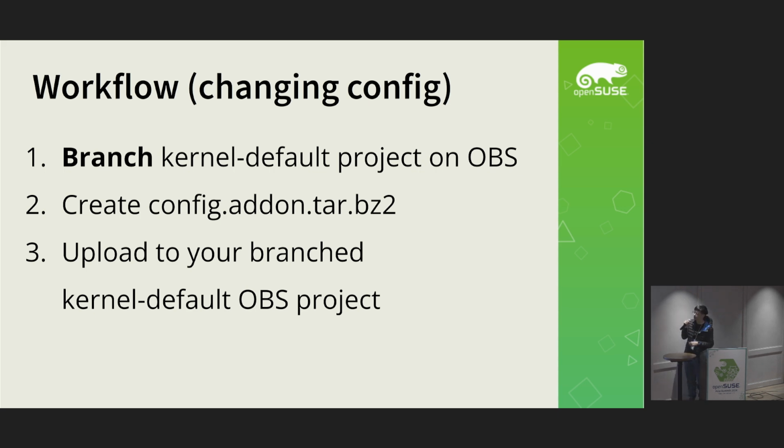And the next step is to create something called config.addon.tar.bz2. I'll talk more about this later. You create that, and it should contain the configuration that you want to change. And after you have that, you just upload it to your OBS package that you have branched, and it should build the kernel with such customization for you.